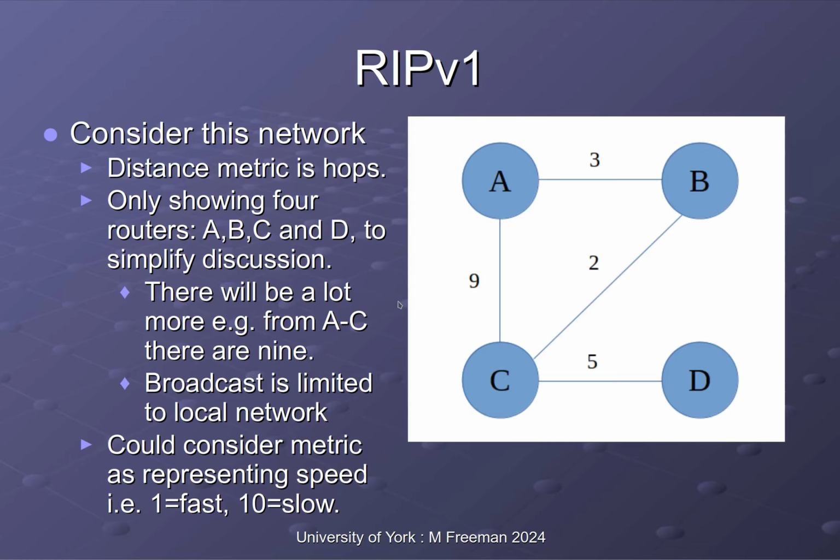If we go back to our diagram, we can see that a better route would be from A to B to C rather than going from A to C, because that's only 5 hops, whereas that will be 9 hops. So that would be the preferred path. That would be the shorter path.